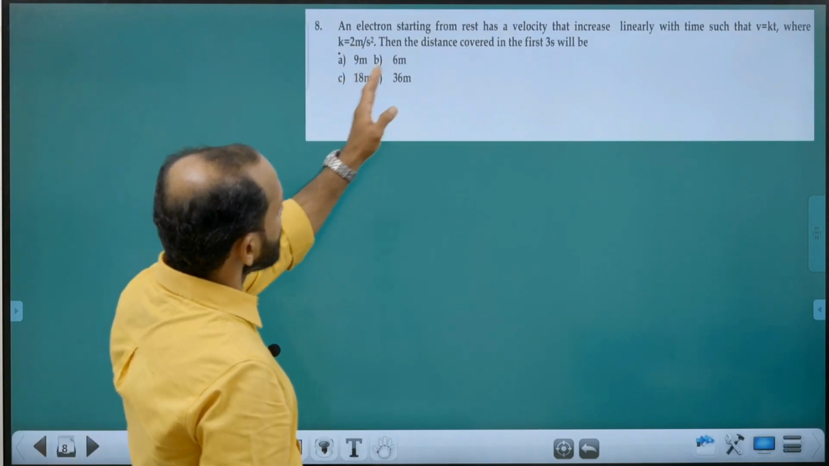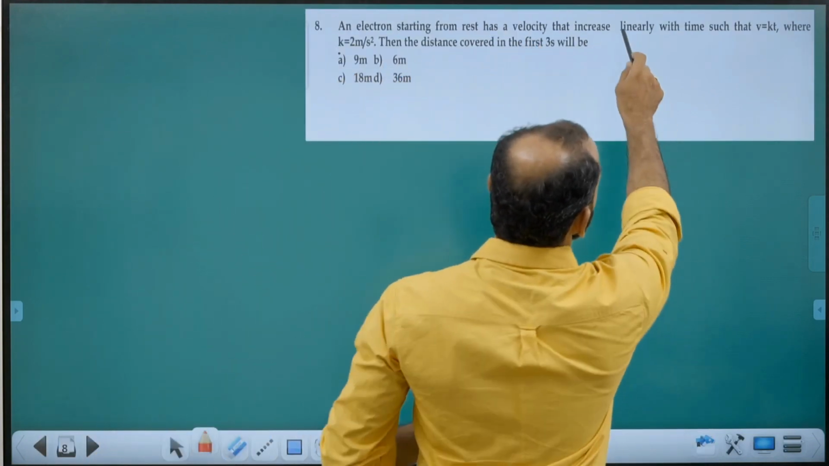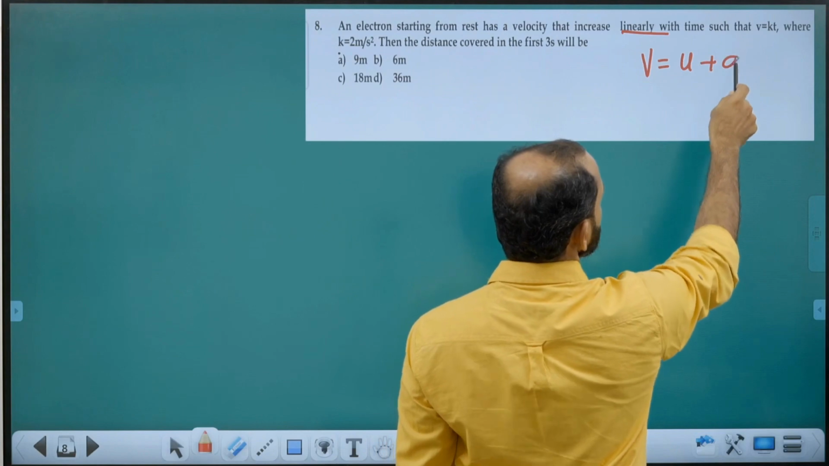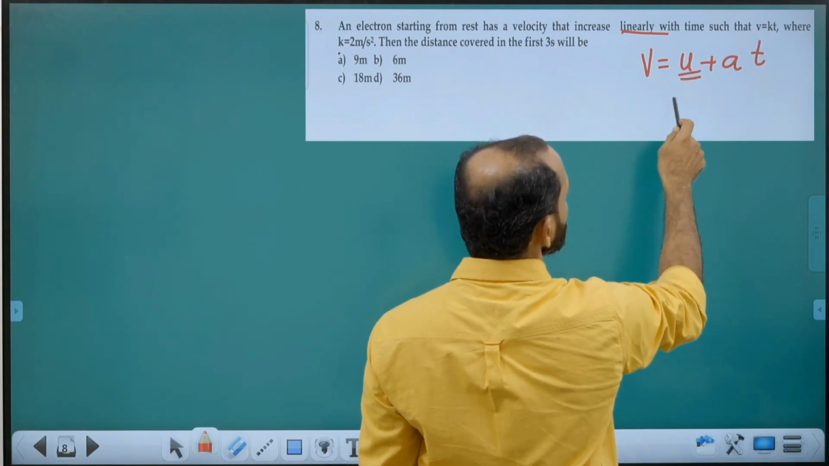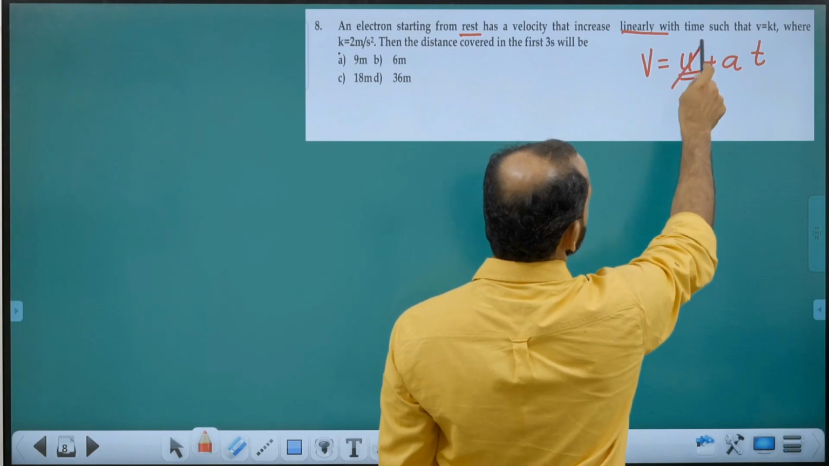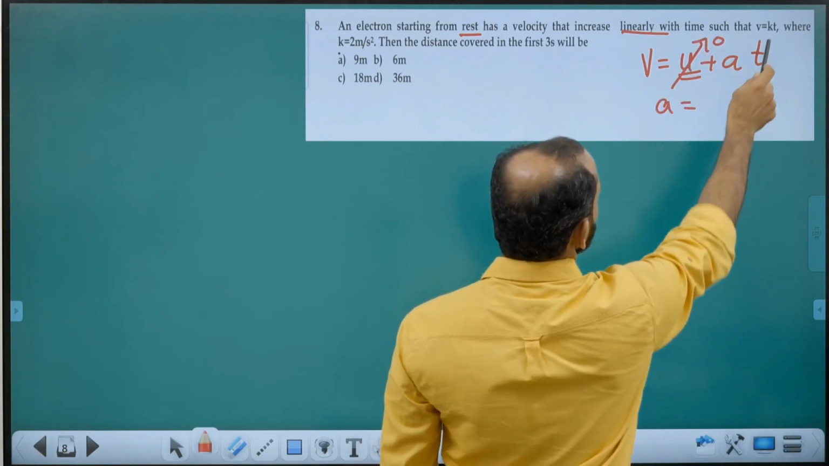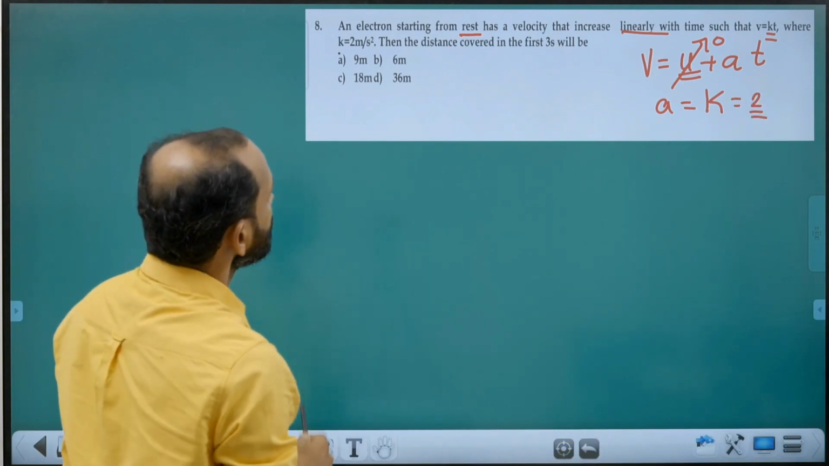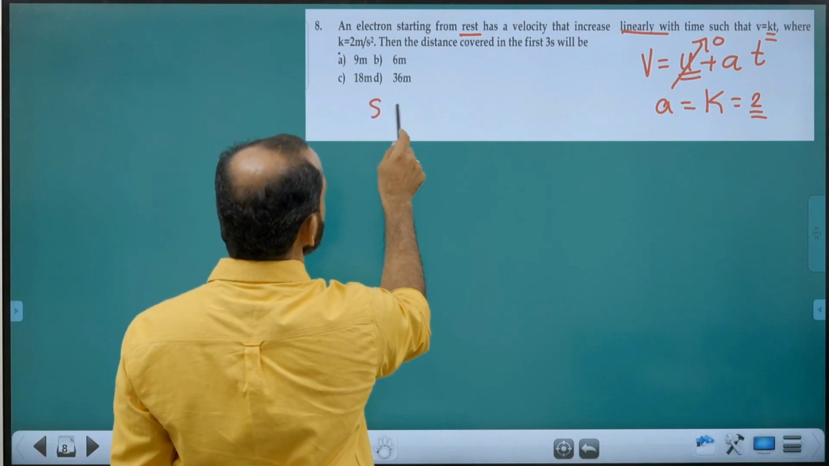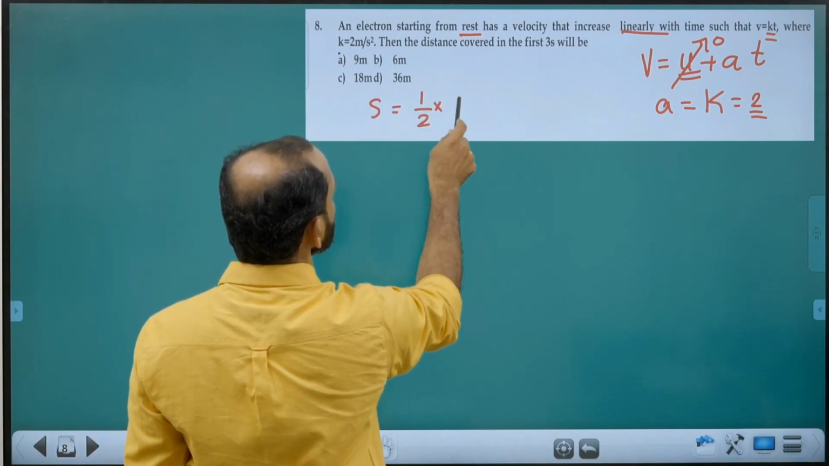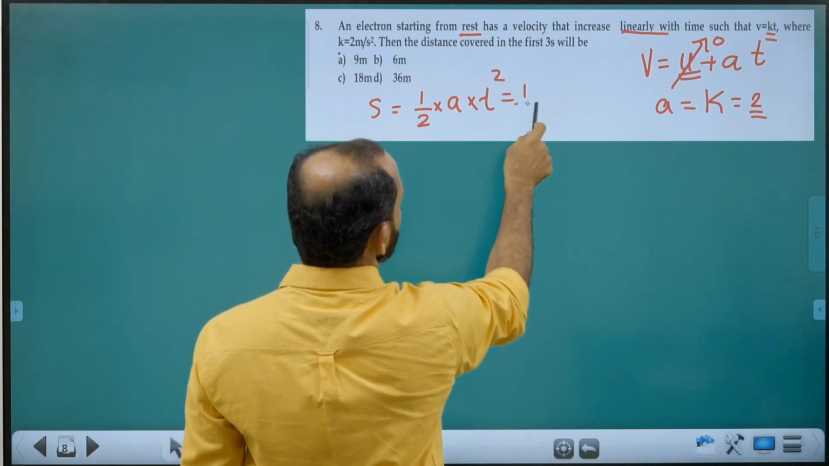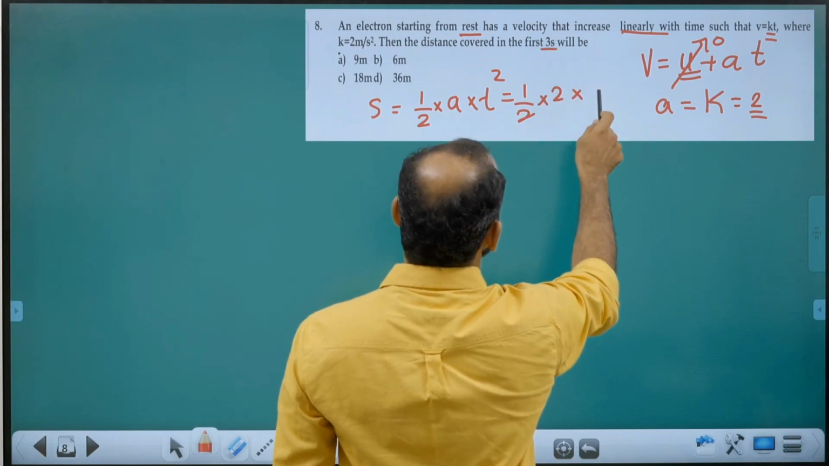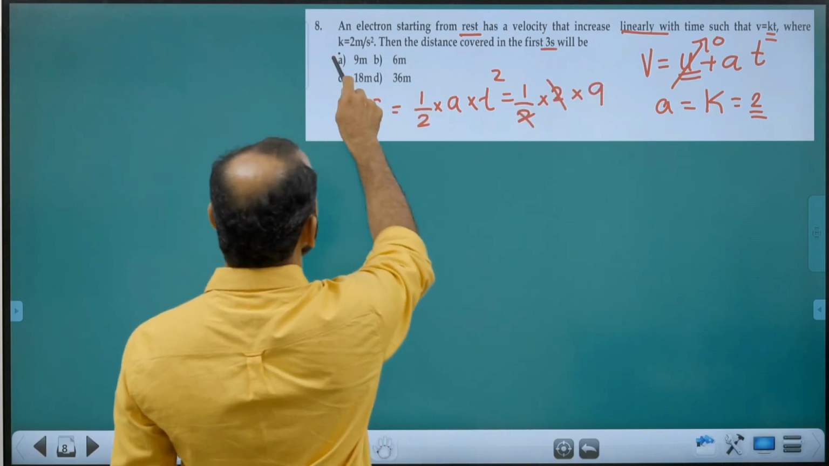8. An electron starting from rest has a velocity that increases linearly with time such that v equals kt. You can use the kinematic equation v equals u plus at, where u is 0 because it starts from rest. Comparing, k is given as 2, so the acceleration is 2. Distance covered in the first 3 seconds: u is 0, so you can use half into a into t squared. So half into 2 into t squared; in the first 3 seconds, t squared is 9, so you get the answer 9 meters.